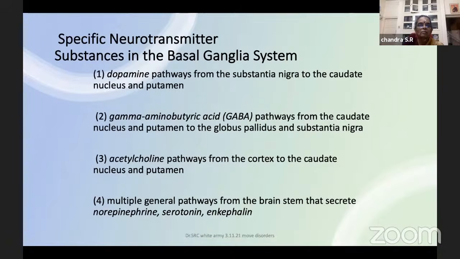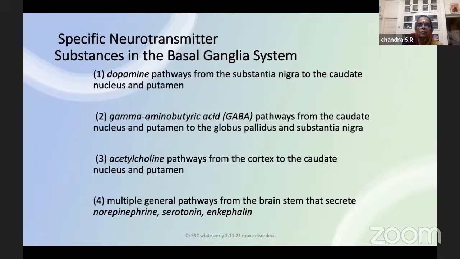So the important neurotransmitters: dopamine pathways from the substantia nigra to the striatum, that is the caudate nucleus and putamen. So the dopamine pathway, nigrostriatal, from the substantia nigra to the striatum. That is a dopamine pathway, the nigrostriatal pathway, very important. Second is the GABA pathway, that is from the striatum to the substantia nigra.